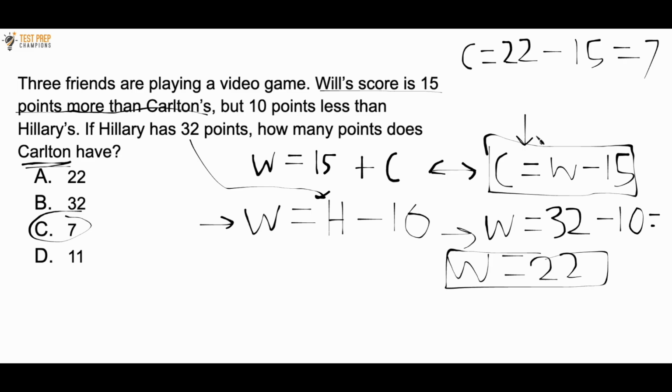You could also just think about it. Without writing equations, you could say to yourself, if Hillary has 32 points and Will has 10 less, Will must have 22 points. And we know that Will's score is 15 more than Carlton's. So to find Carlton's, we would do 22 minus 15, which gives us 7. So sometimes rather than writing equations, you can just reason your way through it.